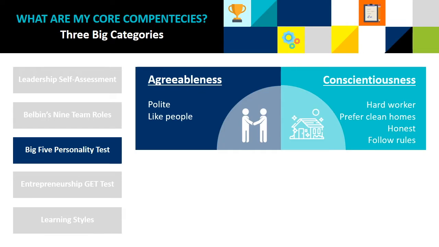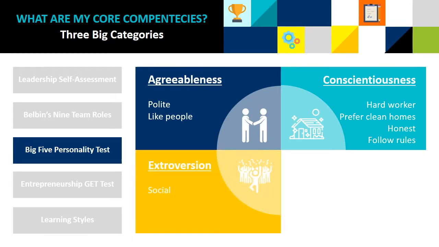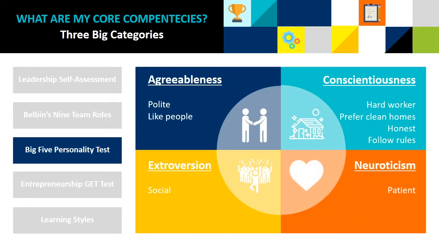I am also quite high in extroversion. Extroversion tends to be social, which aligns with my agreeableness, where I like people. On the other hand, I score quite low in neuroticism, which means I tend to be patient. So those are my individual competencies.